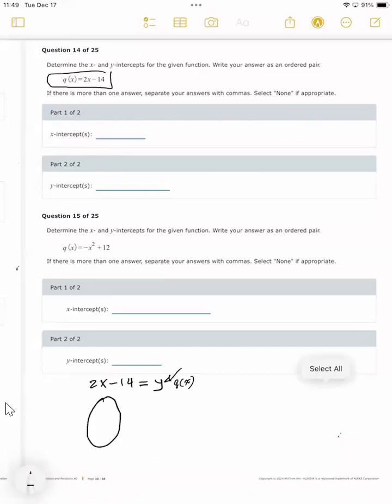The reason I did that is because I want to have my input as a bubble here, and then y is the output. Y is Q(x), and all this is telling you is that these two are the same thing. Q(x) and y are the same thing. This is more descriptive, telling you that x is the input. That's all it's telling you.